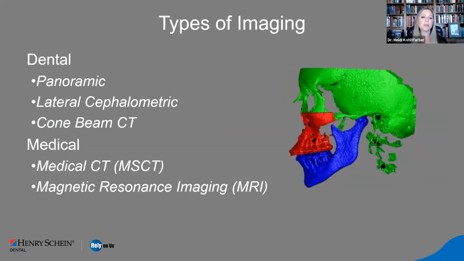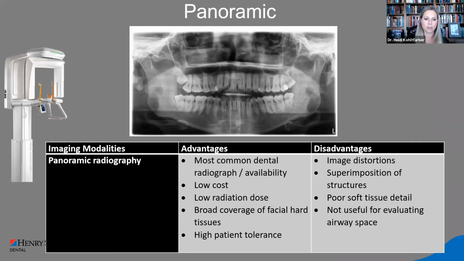So looking at the types of imaging, because that's what we can see as far as the radiological perspective, we're going to talk about the imaging that we have at our disposal. We have both dental as well as medical imaging that can be useful, and we'll go through each one of these. Our dental is going to be pan or lateral ceph or CBCT. And when we're thinking about medical, we have medical CT, and then we have MRI. Let's talk just really quickly about some of the advantages and disadvantages of each one of those.